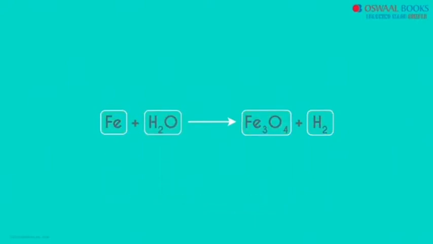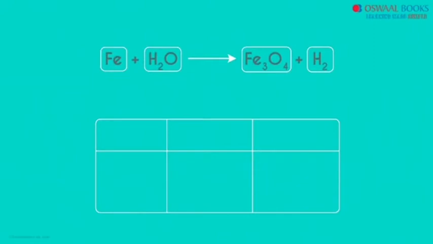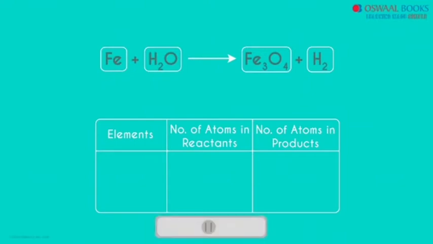Next, we populate this table. In the first column, we write down the different elements involved in the reaction. And then in these two columns, we write the number of atoms each element has on each side of the equation. Why don't you try filling up this table? Which are the elements or atoms present in the equation? Iron, hydrogen, and oxygen, that's right. If you've not tried it yet, try filling up these two cells for each element.